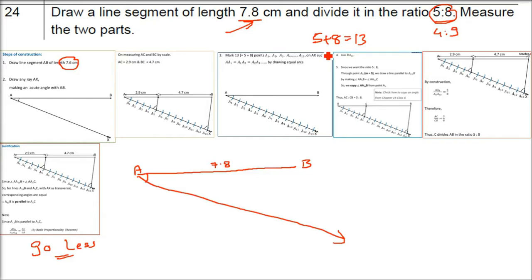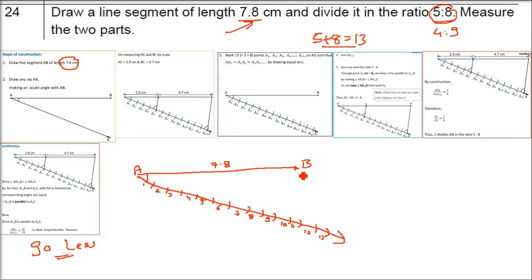So you have to use these 13 parts on this AX. I'm just taking the pointed end of our geometry compass and the pencil, and then I'm marking with equal distance. This is A1, A2, A3, A4, and this goes up to A13. So it has to go up to A13, right? These are 13 parts.